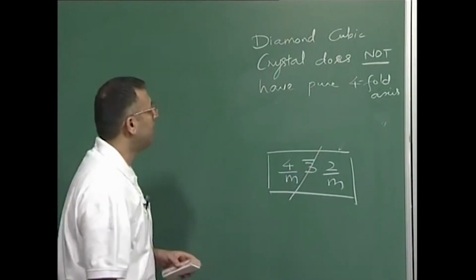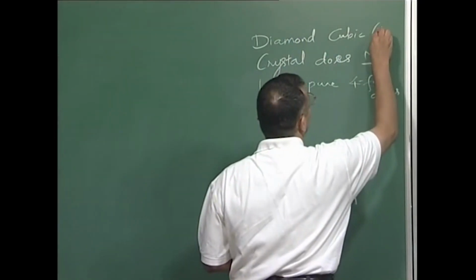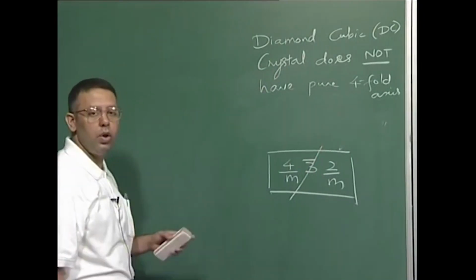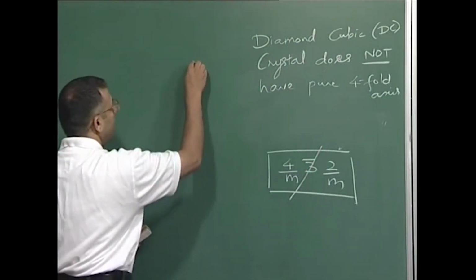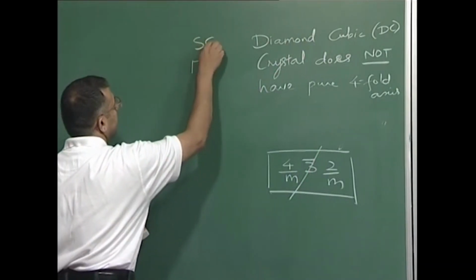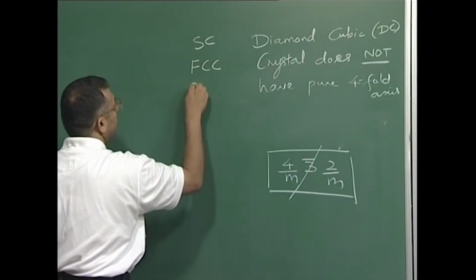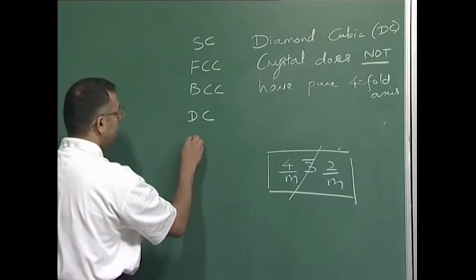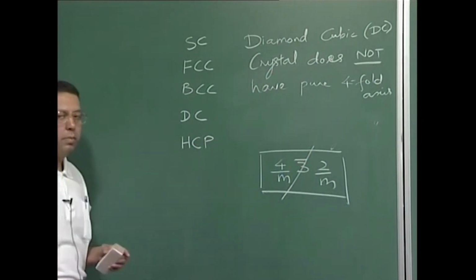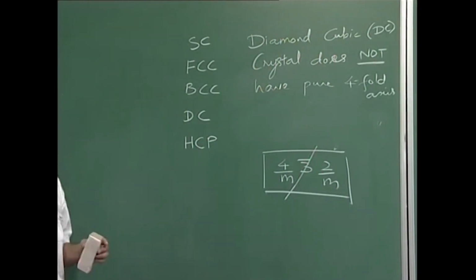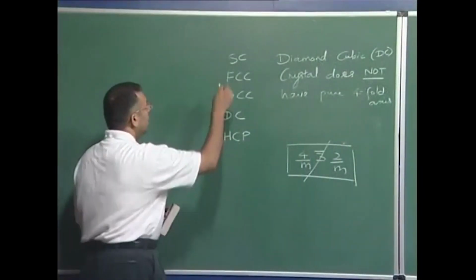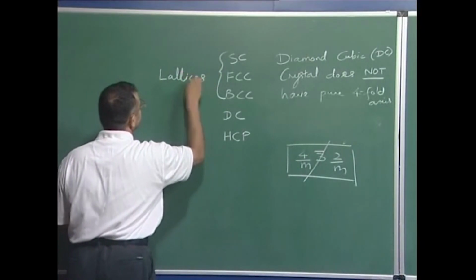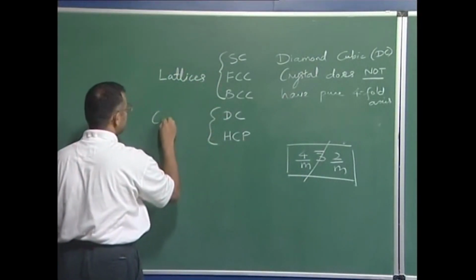As I am talking about this diamond cubic, often you will find an acronym for diamond cubic as DC. I will utilize this option to write down all the common acronyms which we use. For instance, we use the acronyms SC, FCC, BCC, DC, and one more acronym we will come across later, HCP. Please remember, they look very common in terms of their description, but we have to remember these three are lattices and these two are crystals.